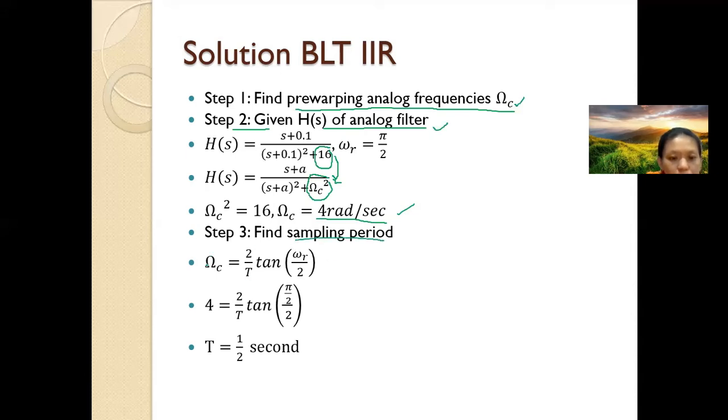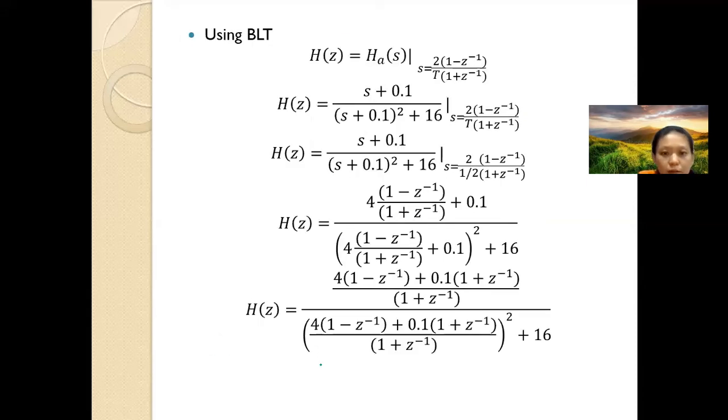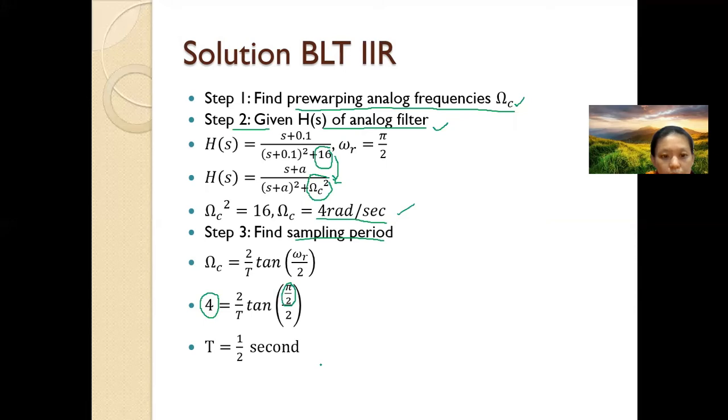Now we know our omega C is equal to 4, so we just put it inside. And we know our omega is equal to pi divided by 2, and then we divide again by 2 in this equation. So we calculate it, and we will get T is equal to 1/2 seconds. After that, we will go for step number 4.